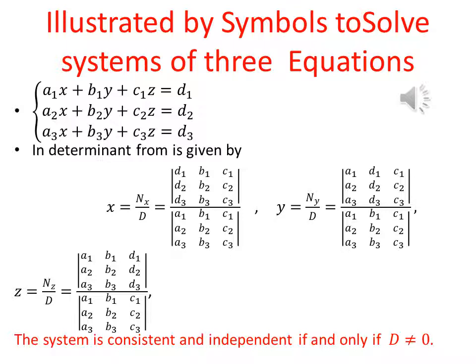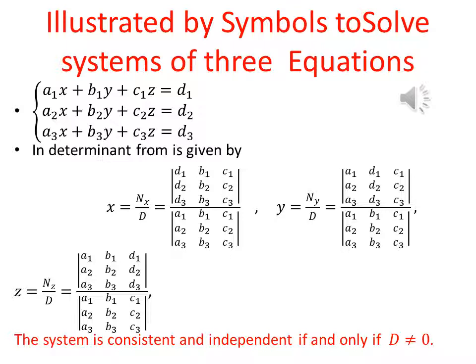The first equation is a1x plus b1y plus c1z equal g1. Second equation is a2x plus b2y plus c2z equal g2. Third equation a3x plus b3y plus c3z equal g3. A, B, C, all these are constants, values, numbers. X, Y, Z are the variables. We want to know the value of X, value of Y, value of Z.